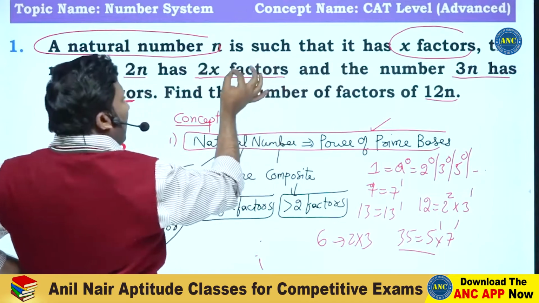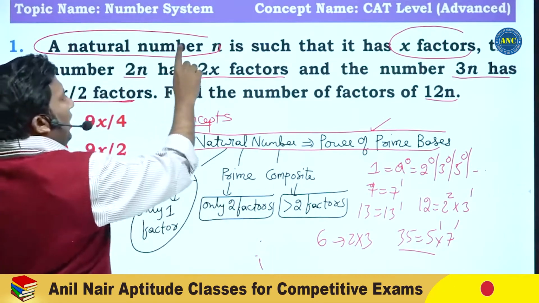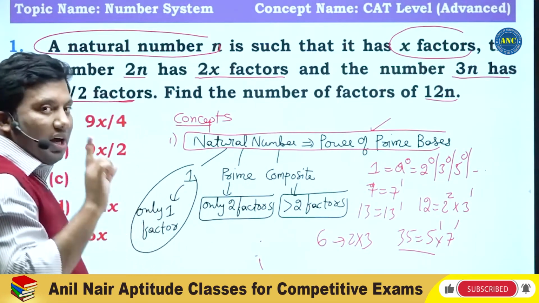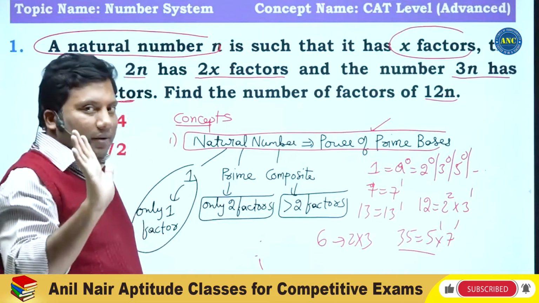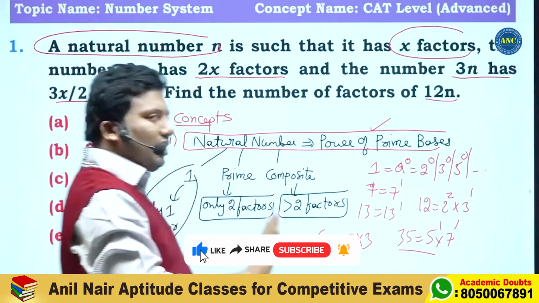The number of factors gets doubled. So the number should have a power of 2. The number is multiplied by 3, and the number of factors changes. So the number should have a power of 3. That is important. Find the number of factors of 12n. That we will solve.